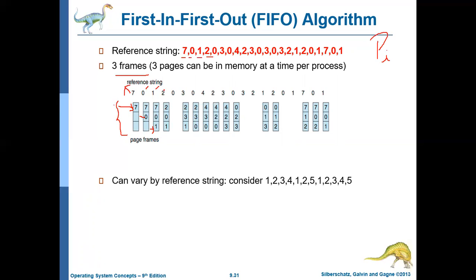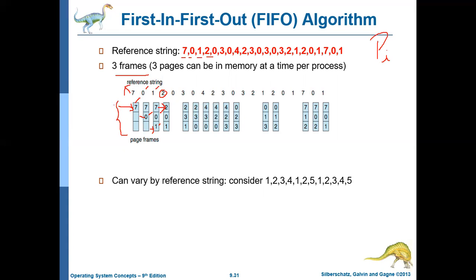Now the new page 2 comes, and the question of replacement arises. One of these 3 pages should be replaced by page 2. So which page should be replaced? The FIFO algorithm says replace the page that came in first. Page 7 came first, after that page 0 came, after that 1 came. So replace 7 with 2.